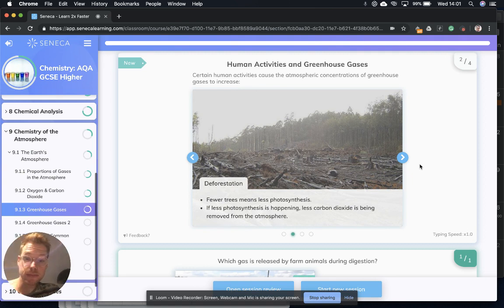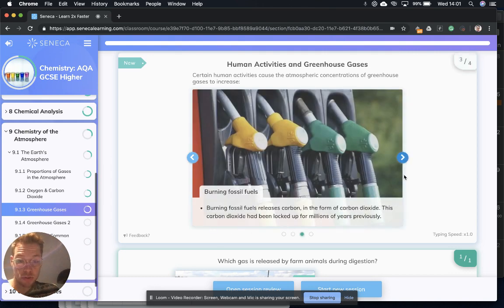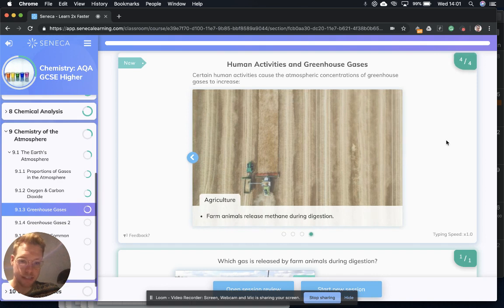Deforestation. Fewer trees means less photosynthesis, and if you've been keeping up with the series, you should know that photosynthesis removes carbon dioxide from the atmosphere. If you're a bit rusty on that, make sure you check it out. Next, we're going to talk about burning fossil fuels. This releases carbon in the form of carbon dioxide, and carbon dioxide is a greenhouse gas, and we are releasing carbon that's been locked up for millions of years.